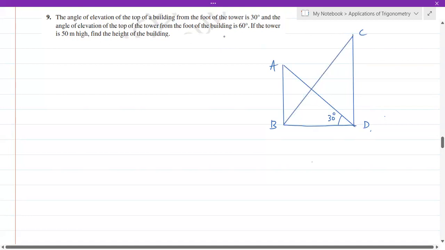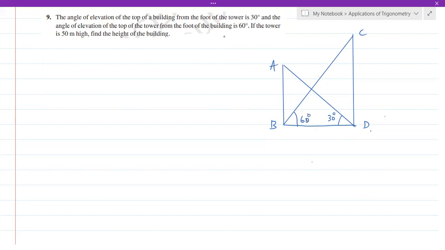Okay. So this angle of elevation is how much? 60 degrees. Remember this complete angle. Let me show it in a different color. This complete angle, the building will be perpendicular to the ground, and similarly the tower will be perpendicular to the ground. Now, what is given is, if the tower is 50 meters high, find the height of the building.